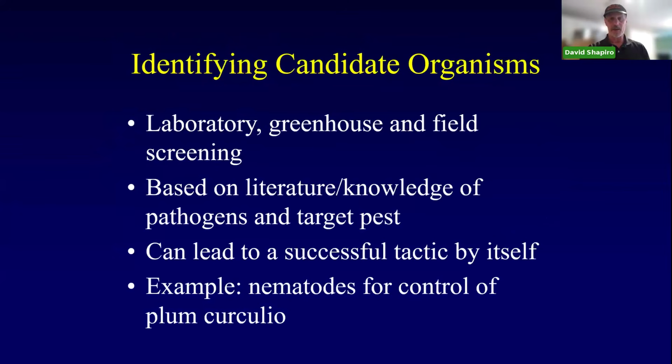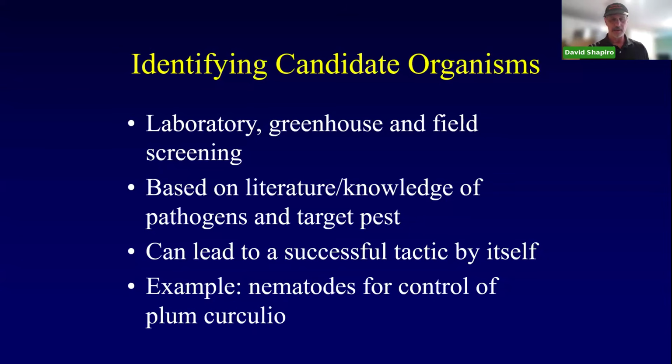So let's talk a bit about identifying the candidate organism. This is usually done by initial laboratory and greenhouse screening of a variety of strains and species, and then followed by field testing of the most promising ones found in the lab. We'll also need to use our literature and knowledge of the pathogens and target pest. So for example, you may already know that you're not going to use a nematode that's adapted to high levels of heat in a cold situation in the field.